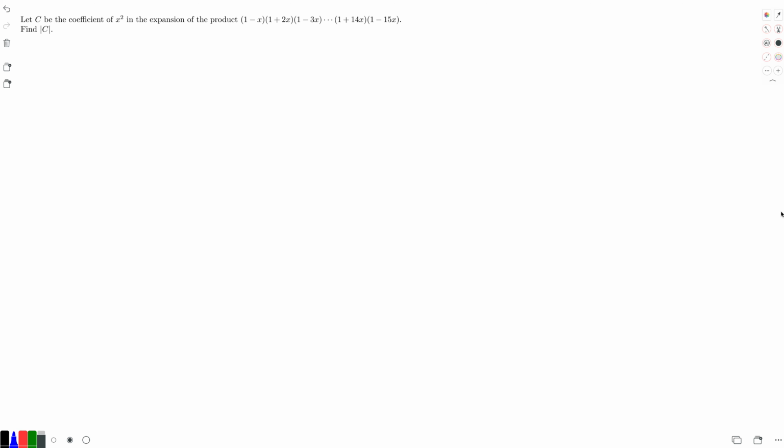Math over here, and this is the 2004 AIME 1 problem 7. Let's have a view of this problem.